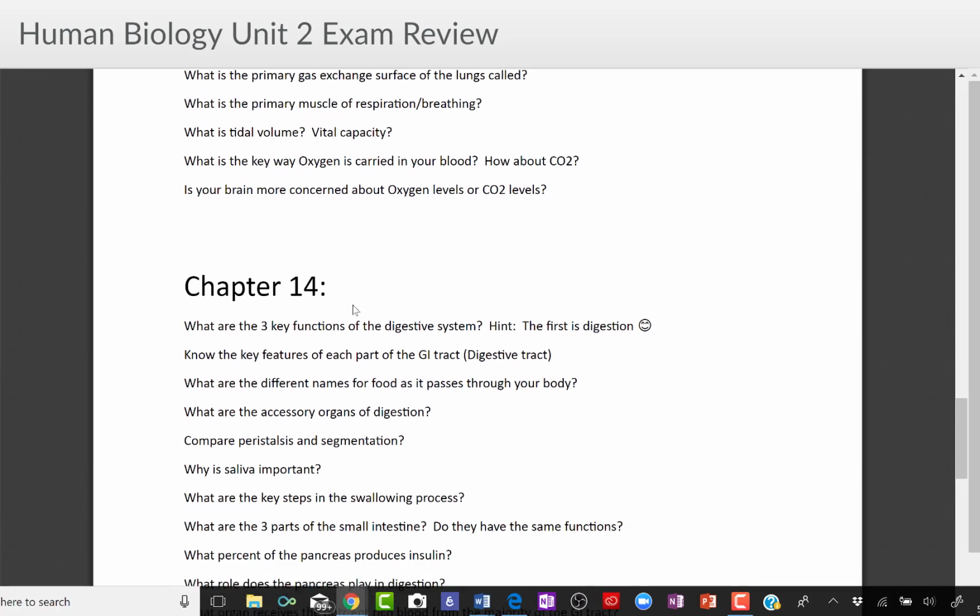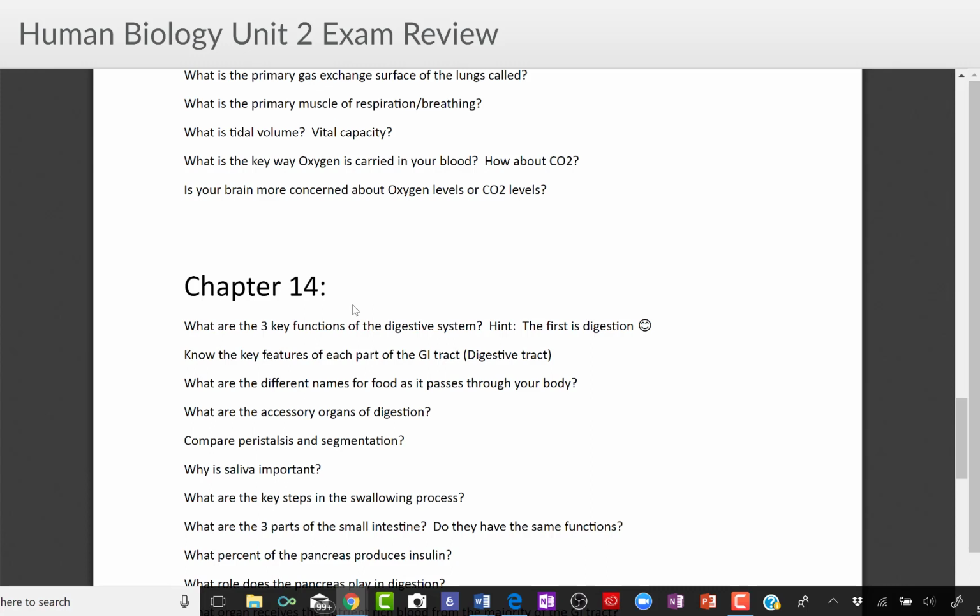What is the key way oxygen is carried in your blood, and how about carbon dioxide? So almost 100%, 98% or so, of oxygen is carried on hemoglobin. CO2 is different. CO2 can be carried in three ways. It can be dissolved right in your plasma. It can be carried on hemoglobin.